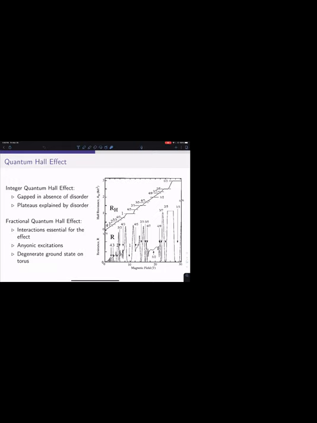Maybe I should also stress on the picture, not all fractions appear in the picture. For example, the famous fraction that doesn't appear is 1/2. Lots of it is understood about which fractions do appear and which fractions don't appear, but a complete theory is missing. There is no complete theory of which fractions appear in this plot, or how it depends on the material that you study.